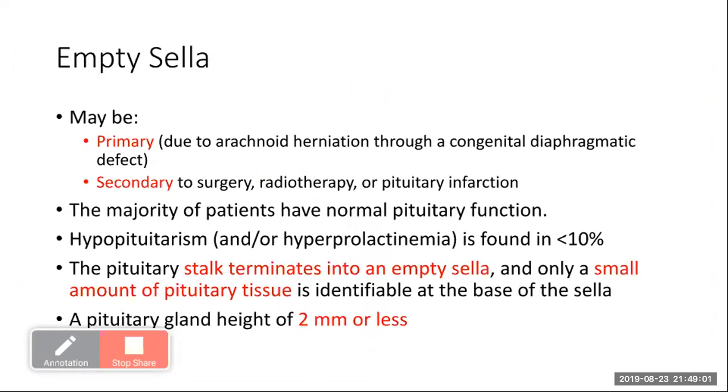The majority of patients have normal pituitary function. Hypopituitarism is found in less than 10% of cases. Pituitary stalk terminates into an empty Sella, and only a small amount of pituitary tissue is identifiable. In empty Sella cases, the pituitary gland height is less than 2 millimeters.